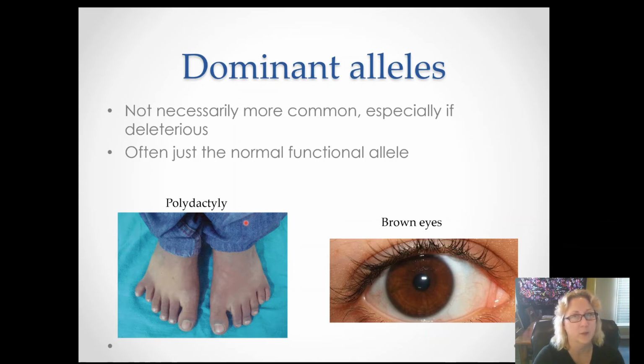It's always expressed. We always see it in the phenotype. But, you know, like I said, it's often just the normal allele. So brown eyes is the dominant eye color, and it used to be the only eye color in humans. Blue eyes and green eyes are due to a recent genetic mutation in the last 10,000 years, and before that, for almost all of human history, everybody had brown eyes. That's just the normal functional allele.